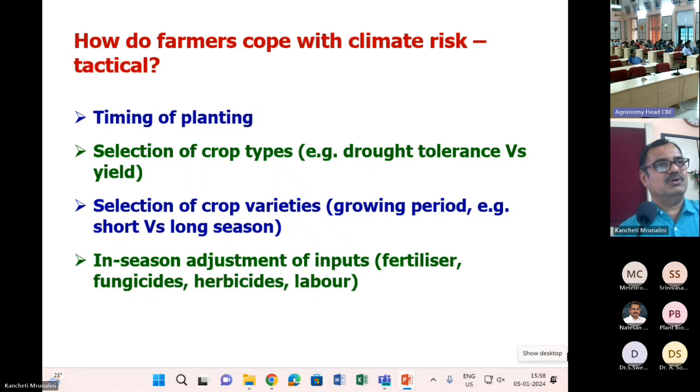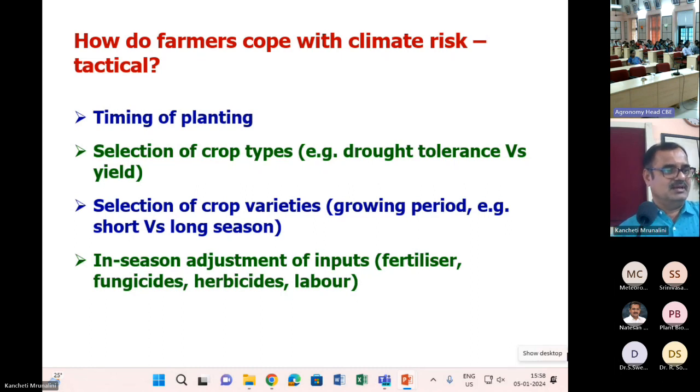Suppose there will be a drought condition, a low rainfall year, then within the drought tolerant crops, they have to choose the varieties which are still more drought tolerant. Suppose cotton is drought tolerant, that we know very well. Within the cotton also, some of the varieties are more drought tolerant compared to the others. So under those situations, farmers have to select the varieties which are more drought tolerant to minimize the risk of drought.